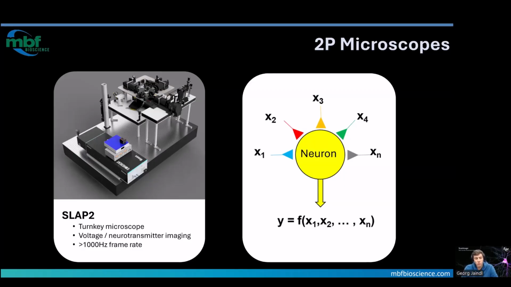MBF Bioscience also offers 2 specialized microscopes. The first one is the SLAB2 microscope, which is geared towards voltage and neurotransmitter imaging. It's a microscope that has very fast frame rates up to 1,000 hertz. And really, it's geared towards understanding how a neuron computes information. So you can sample hundreds of synapses at a time and then understand how the inputs of a neuron correlate to the output of a neuron.